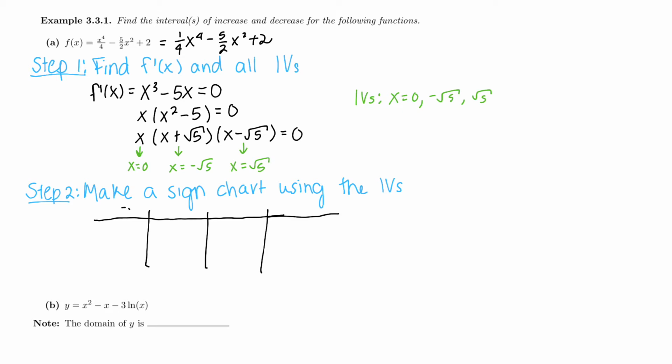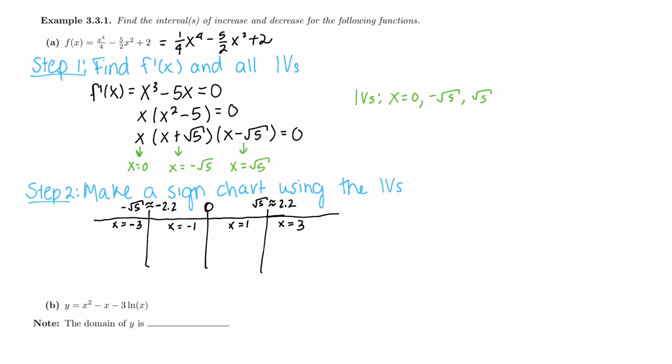So we have negative square root of 5. And if you plug that in your calculator, just so you have an idea of where it is, that's about negative 2.2. We have 0, and then we have positive square root of 5, which is approximately positive 2.2. We want to know those approximations so that we're able to find test values. So I want a number less than negative 2.2, so I'll use negative 3. Here I'm going to use negative 1, positive 1, and positive 3.